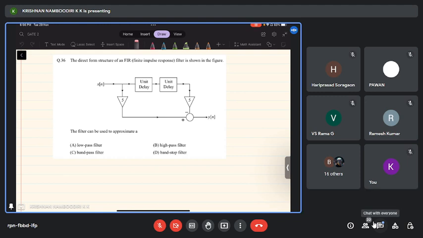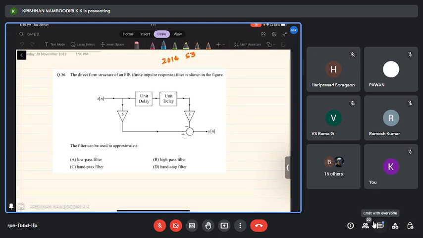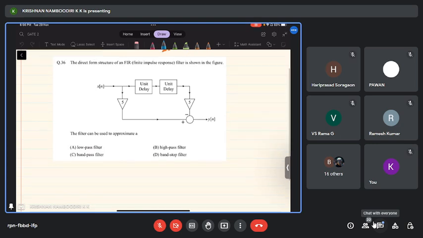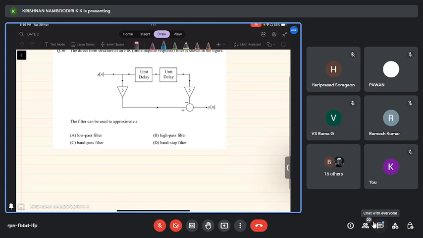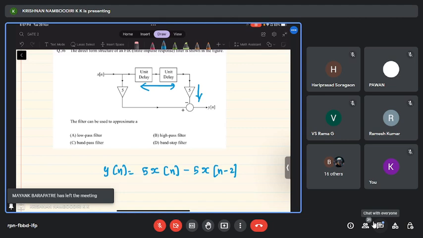Now this is the question. I think all of you are able to see this. A filter structure is given here. So y of n can be written as, here x of n is coming directly, correct? x of n is coming directly here with the gain 5, right? 5 times x of n. So here, after 2 delays with a gain 5 with a minus sign, it is coming here. That means 5 times x of n minus 2, correct? It's clear, right? This is the only part in this question.